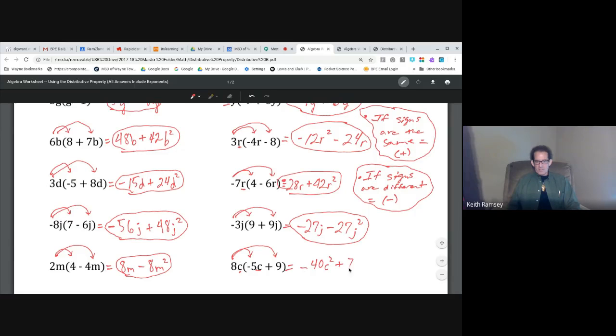All right, plus 72c, because the 9 doesn't have a c. So you're looking at like terms. I have c squared, and then over here I just have c. So we stop right there.